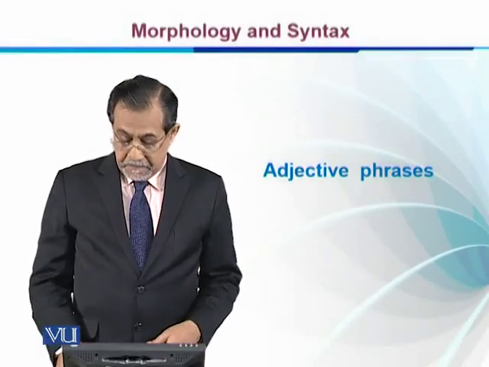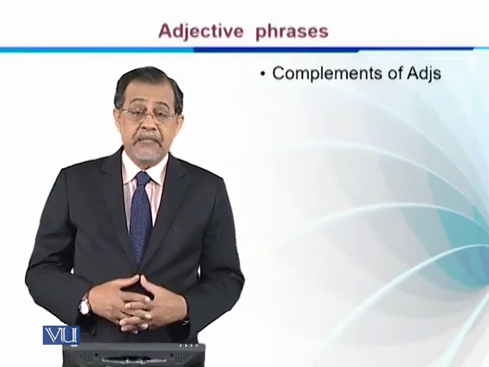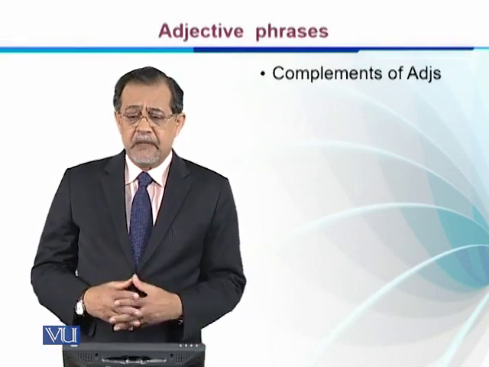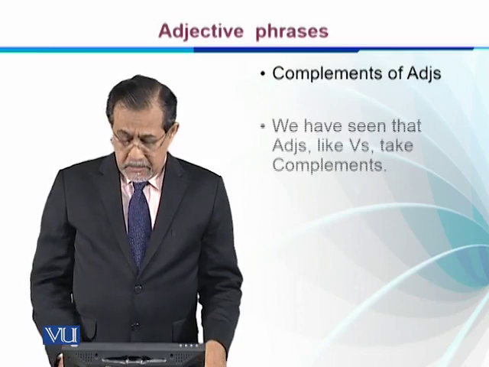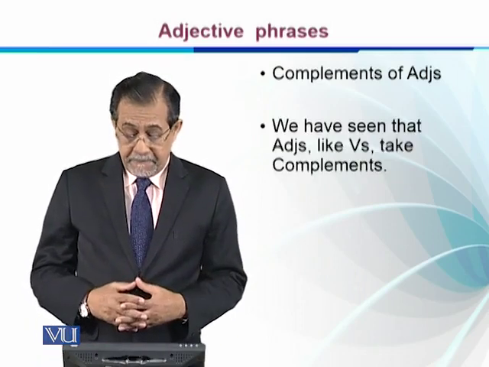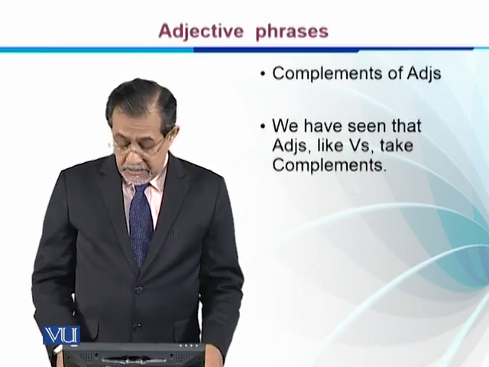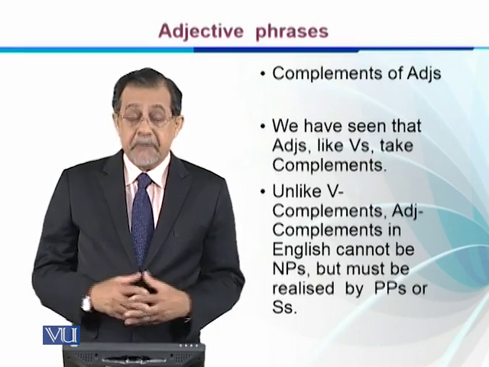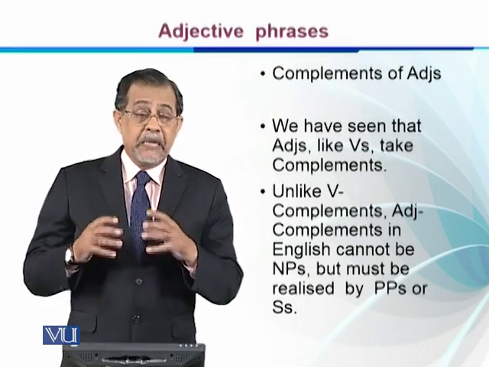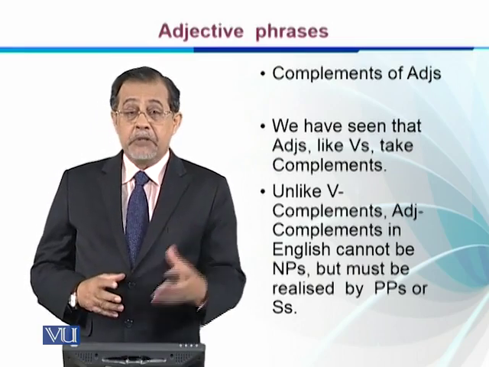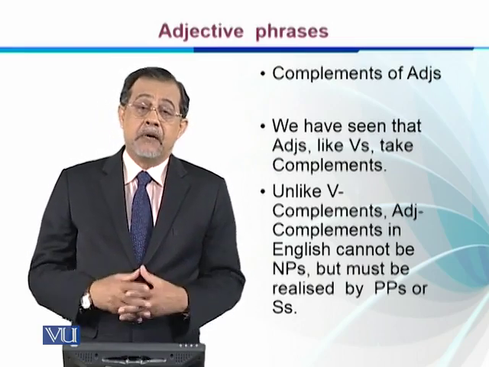Adjective phrase. So, complement of adjectives. Obviously, the complements of adjectives are a little different from those of a noun phrase. We have also seen that adjectives, like verb phrases, take complements, right? Unlike verb phrase complements, adjective complements in English cannot be NPs. They must be realized by a prepositional phrase, a sentence bar, or a sentence.